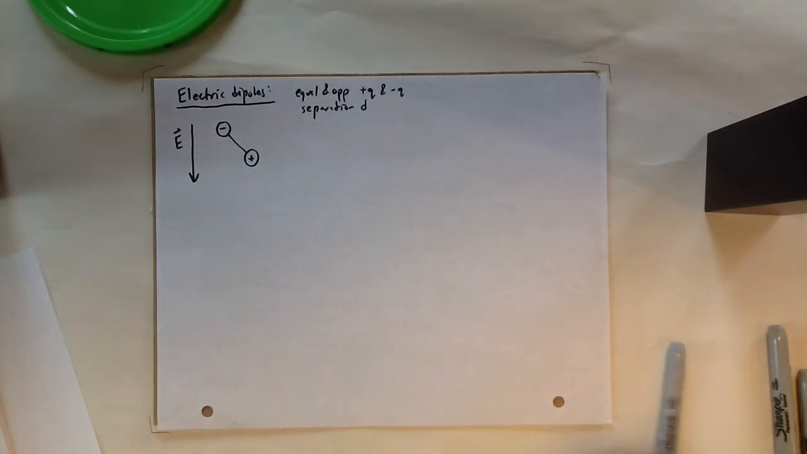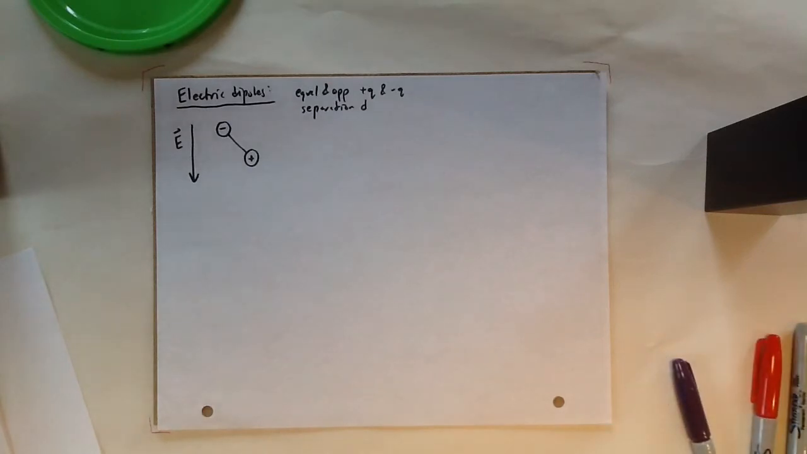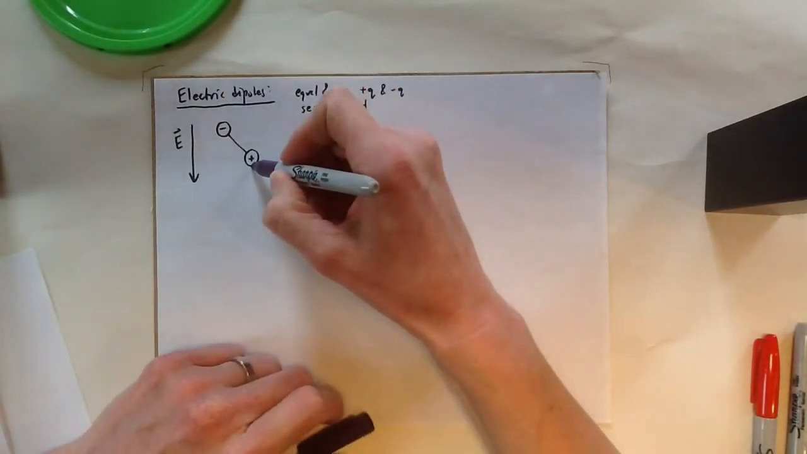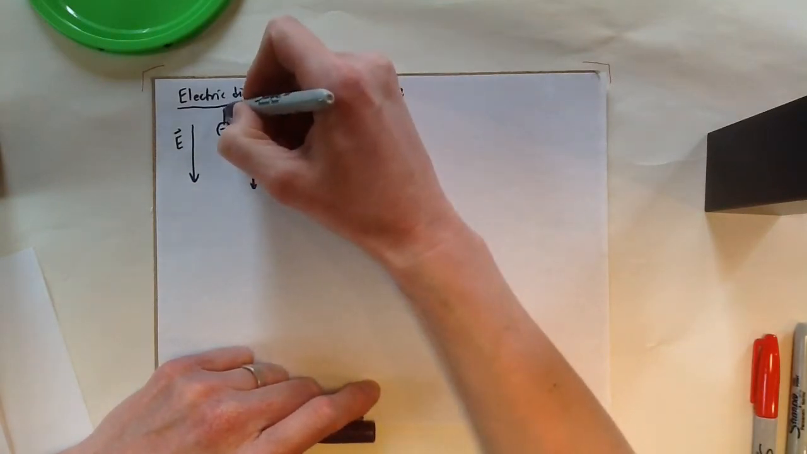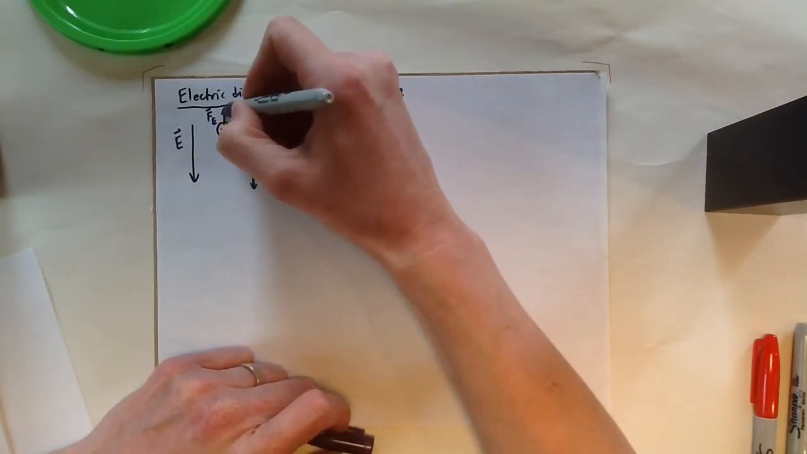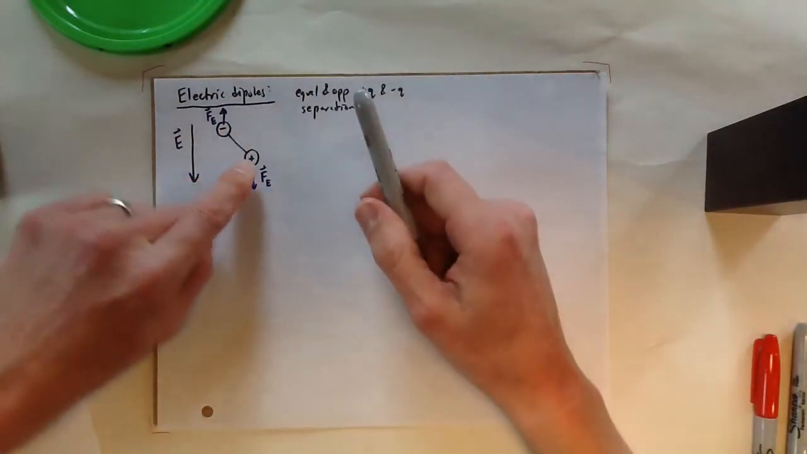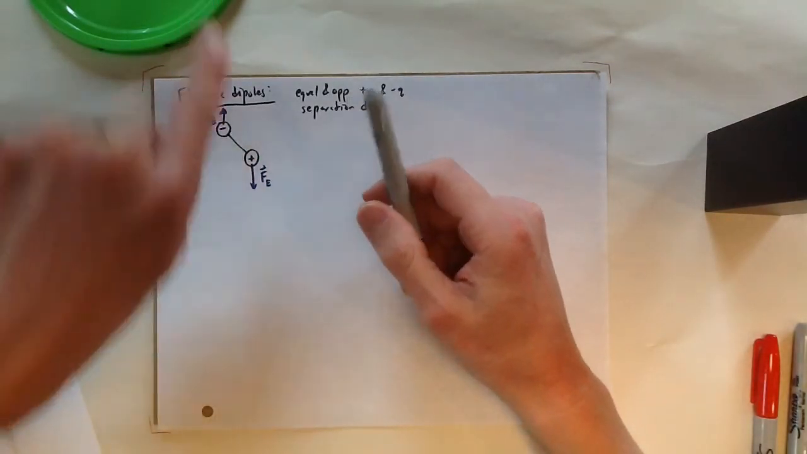Now, if you want, you can think of that as a little magic metal rod or something that's holding them together. Of course, in reality, inside of the atom, there are forces holding it together, so electric forces that are holding them at a certain distance apart. So if we look at this, we know that positive charges feel a force along the electric field and negatives feel a force opposite. So the plus charge wants to go downstream, and the negative charge wants to go upstream.